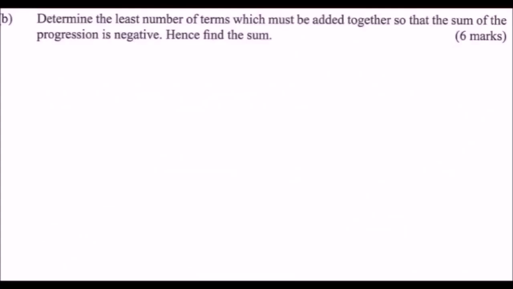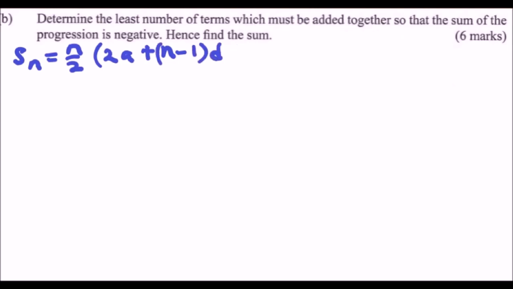So part B: determine the least number of terms which must be added together so that the sum of the progression is negative. Hence, find the sum. If the sum is negative, to get the least number, it means that this sum must be less than 0. So first of all, the formula for finding the sum in an AP is written like this: S_n equals n over 2 times (2a plus (n minus 1) d).